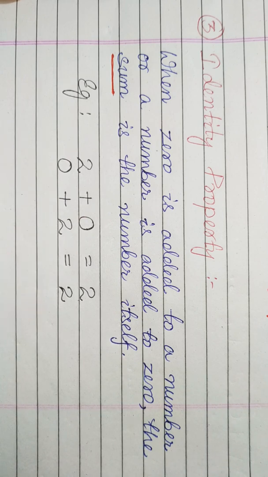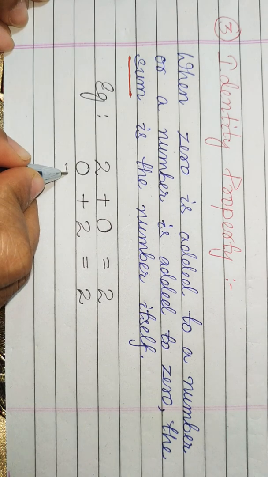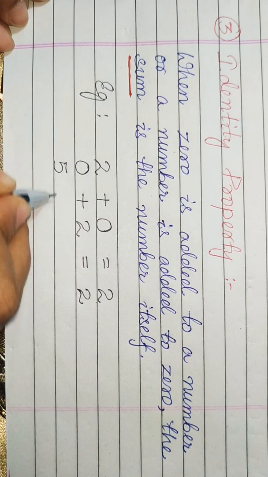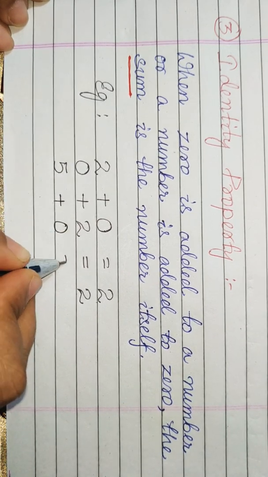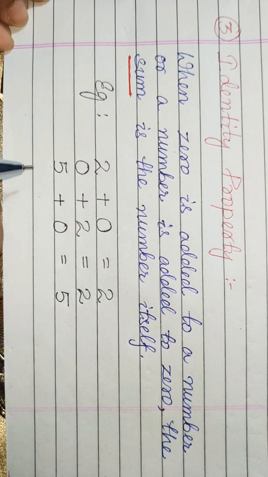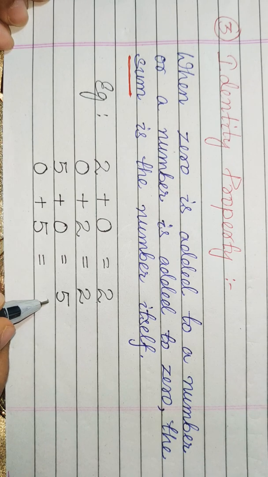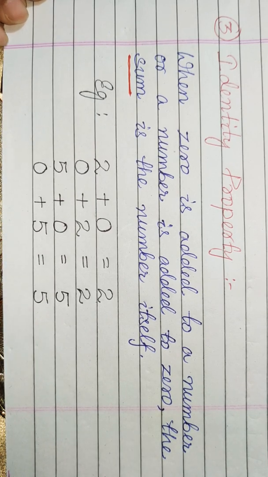The number itself. We can take one more example to understand it more clearly. Suppose I am writing 5 plus 0. The sum is the number itself, 5. Or if I am adding number to 0, then the sum is the number itself.